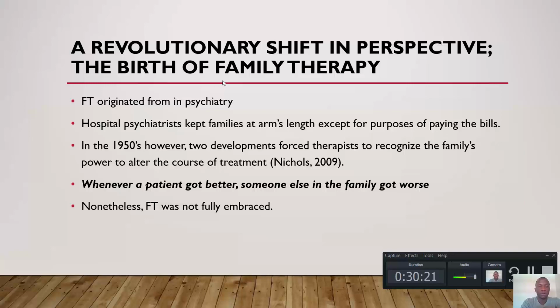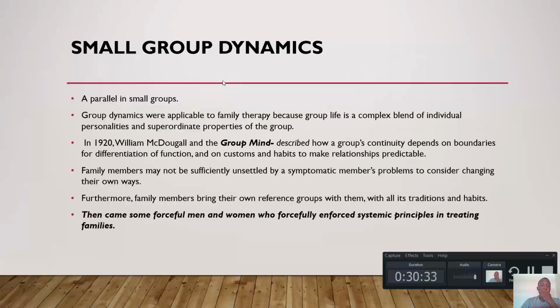And so these people said, we need to find another solution instead of just seeing one individual. But nonetheless, family therapy was not fully embraced even after establishing this finding. Well, there's something that was accepted: small groups. They were kind of parallels to family therapy in a sense. Group dynamics were applicable to family therapy because group life is a complex one, as we know. It's a blend of individual personalities and emergent properties of the group.